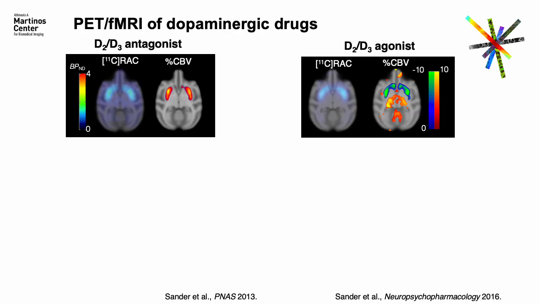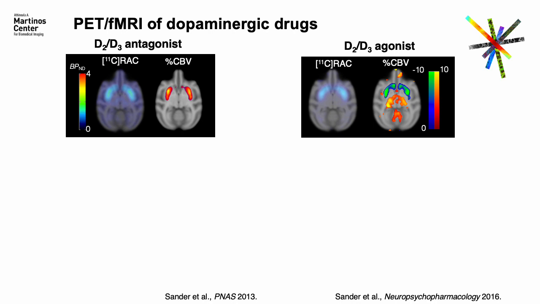And so that's what we did in this set of studies. We looked at a D2-D3 antagonist, raclopride, and a D2-D3 agonist, quinpirole, with the expectation that the antagonist does not induce receptor internalization, whereas the agonist does, as has been shown in in vitro studies. Overall, we show that the antagonist has occupancy, but shows a positive CBV response localized to the striatum, whereas the agonist shows the opposite sign.